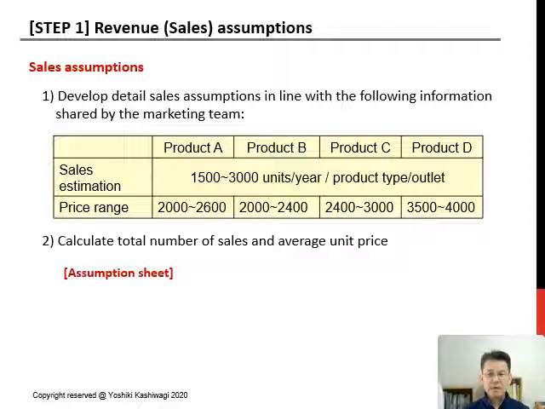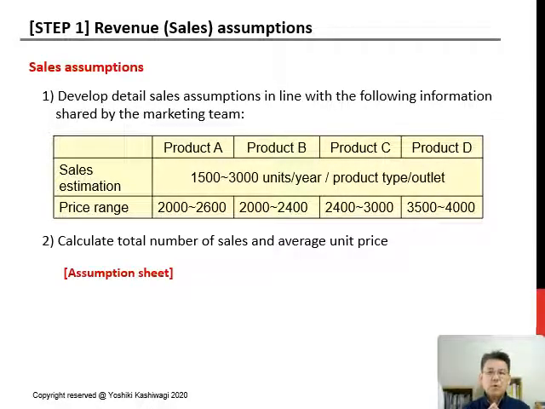And second, I want you to calculate the total number of sales and the average unit price on your assumption sheet. But I want to give you some notice, especially about unit price. You definitely need the total sales number plus the unit price of the product. You multiply those two numbers to get the total revenue or total sales amount.